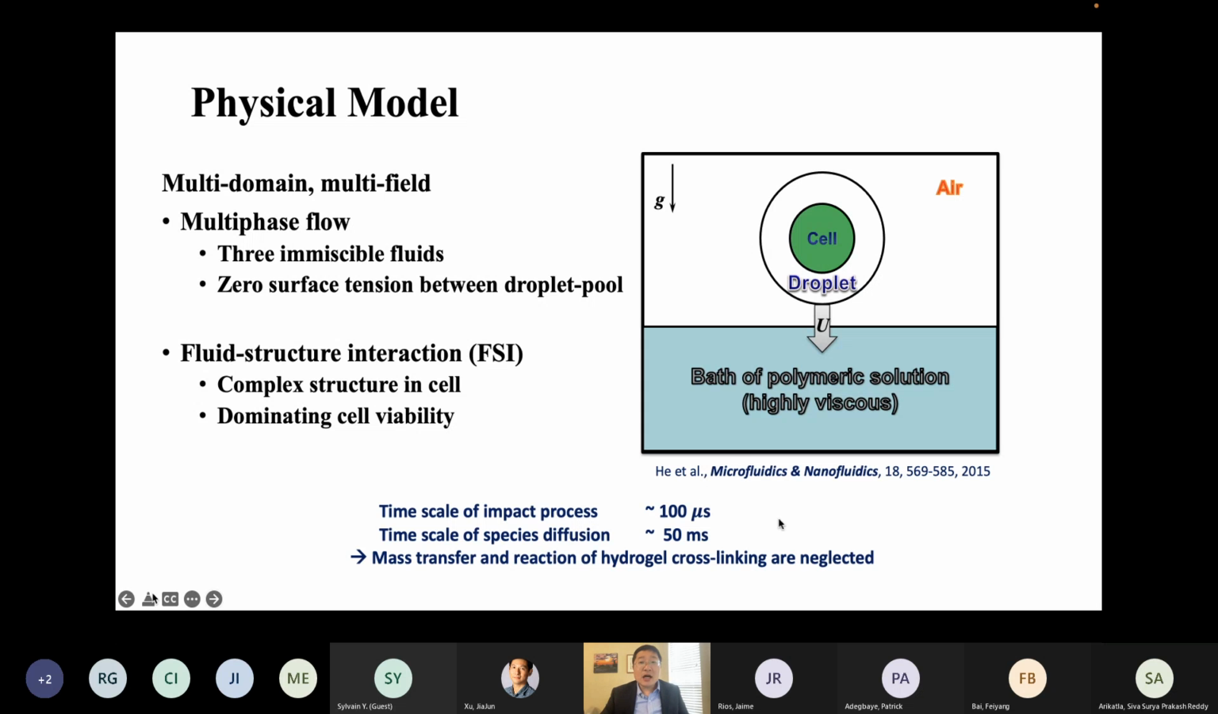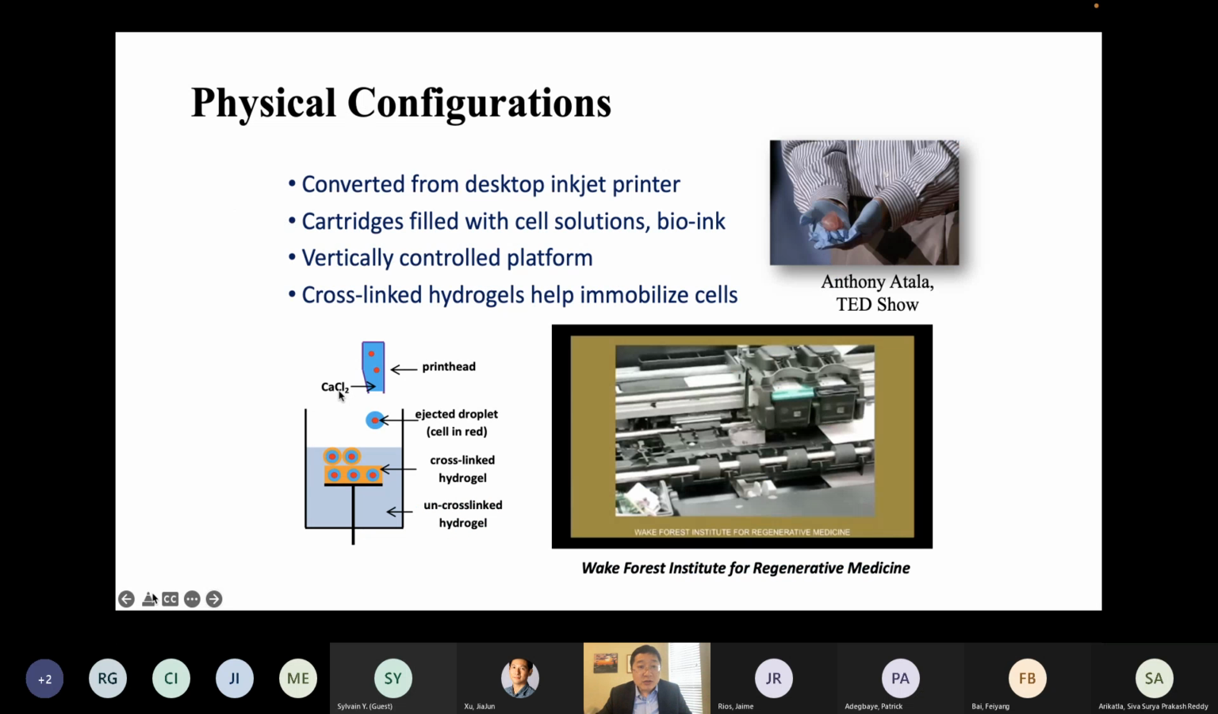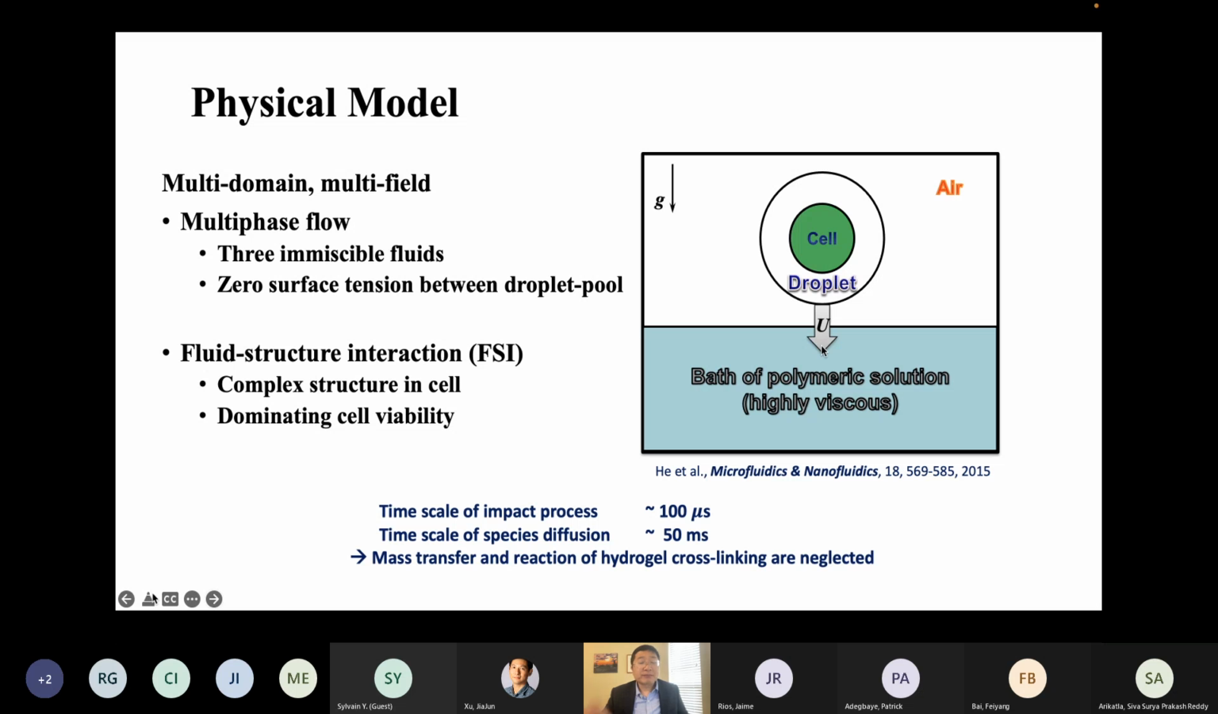So next, the second part in the analysis. We see the domain, the physical model. The second part is we do have mass transfer. Remember we talked about the previous one: we have calcium chloride, a water-based solution, and then we have a water-based cross-linked hydrogel. That's why it's called hydrogel, right? So we have mass transfer.